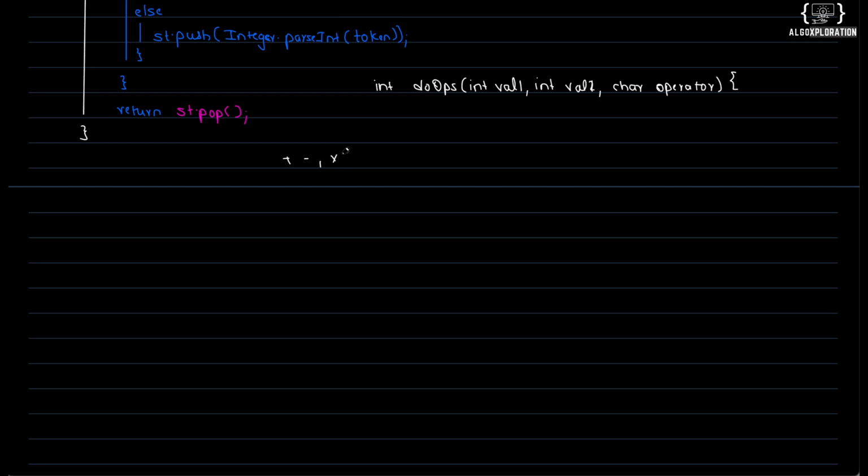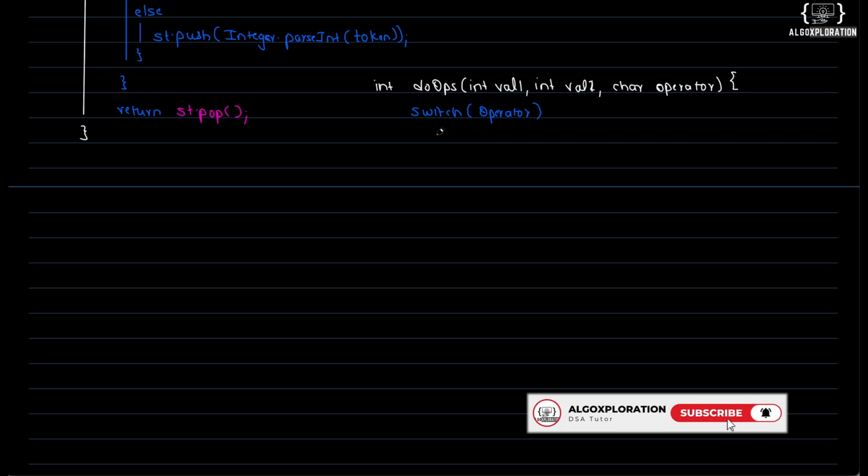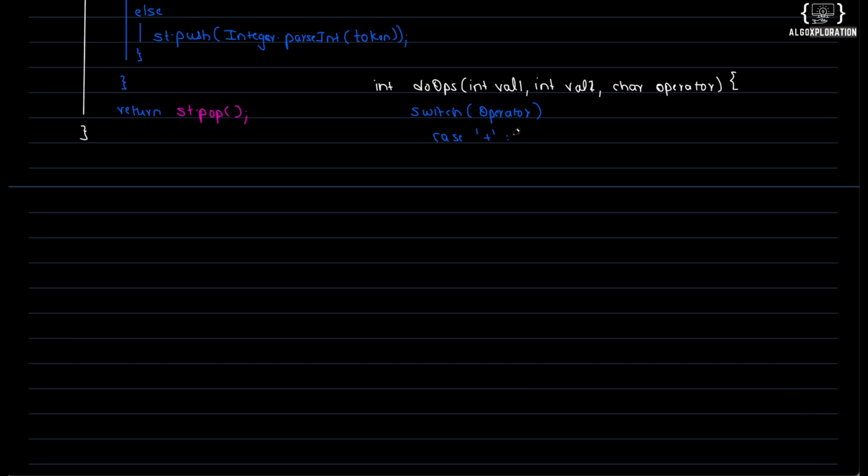So I will be using the switch case over here. So switch, in which operator. Now there are 4 cases. So case 1 plus. If it is plus, then I need to basically do value 1 plus value 2, and I need to return that value. So return value 1 plus value 2. If it is minus, so case minus, return value 1 minus value 2.